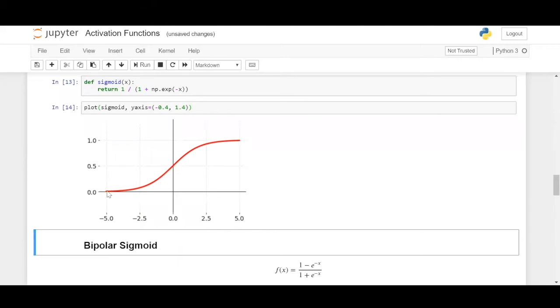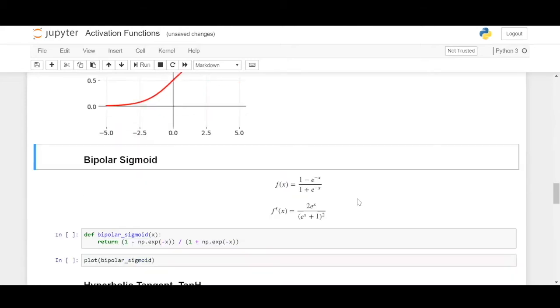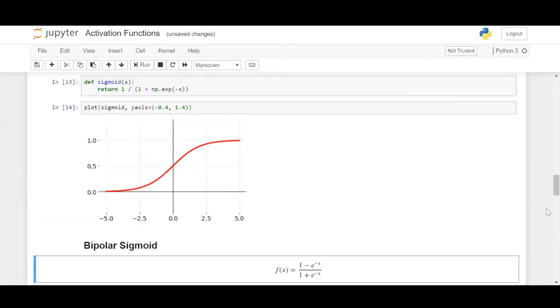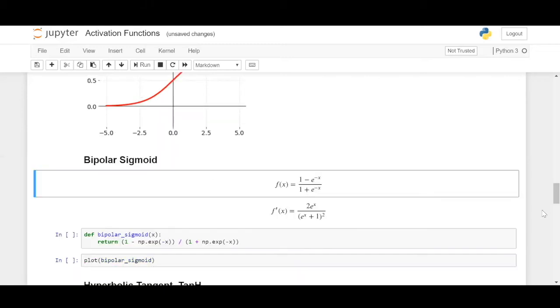So as you can see, the value ranges between 0 comma plus 1. And now this is a bipolar sigmoid activation function. Though it's not used quite frequently, I decided to just cover it because we are touching sigmoid also. It'd be good to know that there's another implementation of the sigmoid activation function.